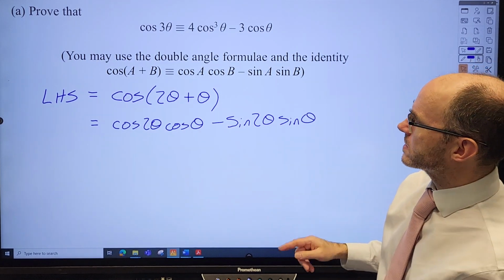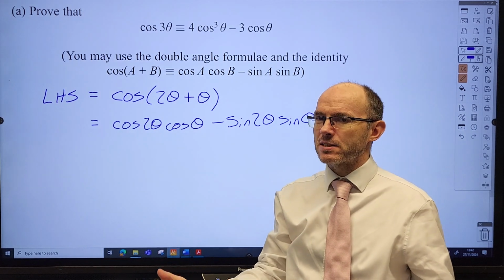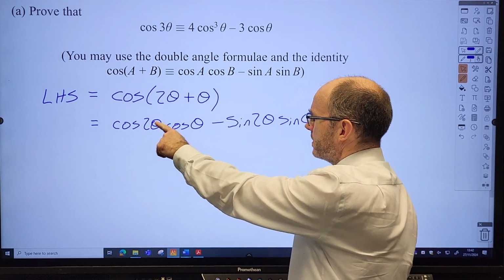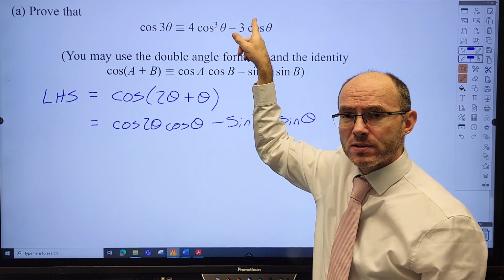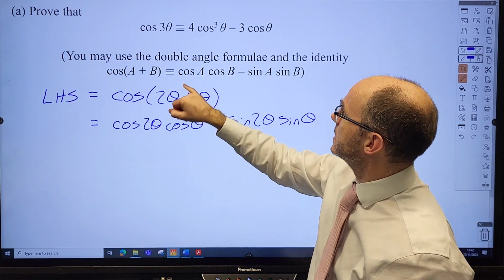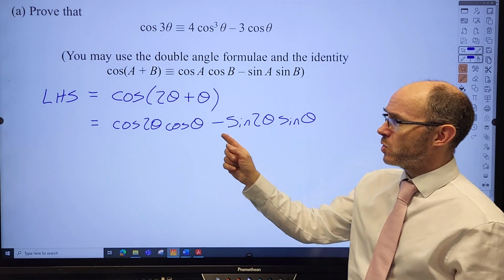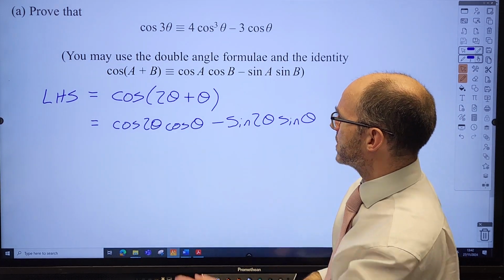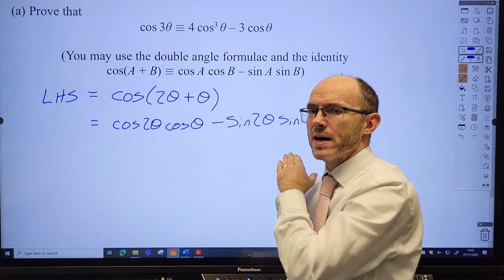Now, what next? It tells you this hint. Like I said, takes the fun out of it. But what you're supposed to be looking for is the fact that you've got 2 theta there, 2 theta there, but in your required answer, there's just theta. So what we've got to do is try and get the 2 theta down to theta, and that's generally your method of solving any equations or proving identities. You're looking to see what you need. You've got a mixture of 2 theta, theta. You've got to use an identity somewhere to make it all the same angle.